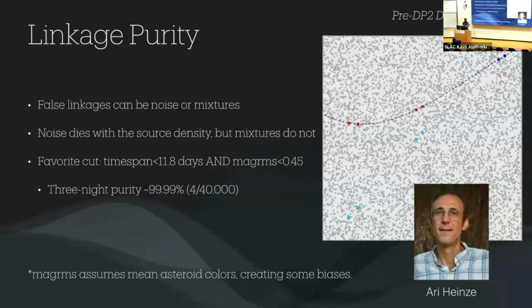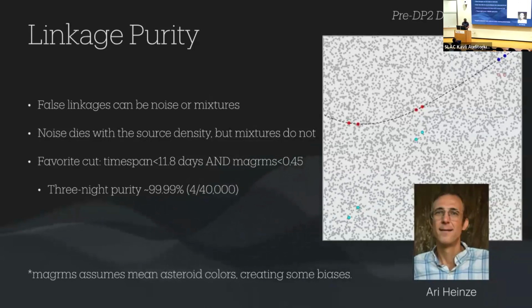And these cuts include most of the 3-night asteroids that we found. 4-nighters are pretty much always safe, pretty much never mixtures. And if we make these cuts, which are the cuts that we made for pre-DP2 discovery submission, then we can maintain very high purity and submit almost everything.